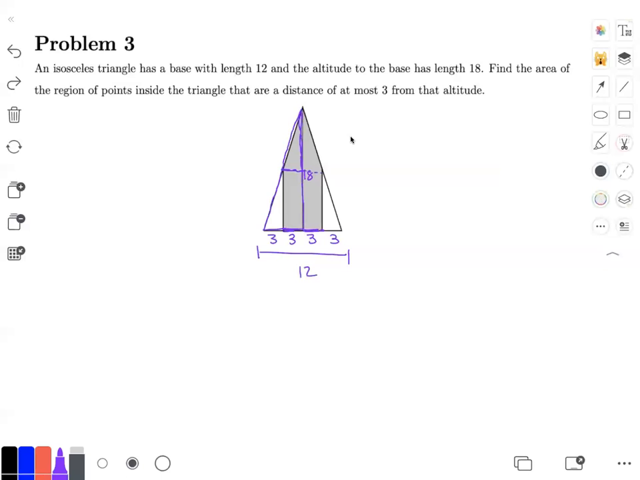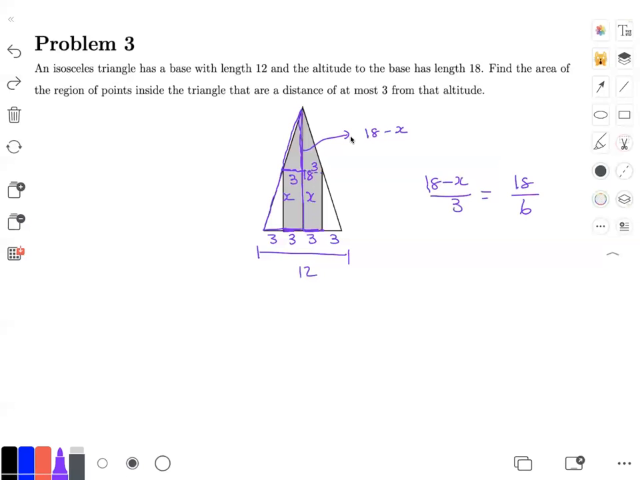So let's call this length x from the base to the dashed line. So this is also x. And then we want to find some similar relationships. If the altitude is 18, then this part over here must be 18 minus x. And this is also 3, and this is 3. This is getting a little bit congested. So we can say that 18 minus x to 3 is equal to 18 over 6. That just comes from similar triangle relationships.